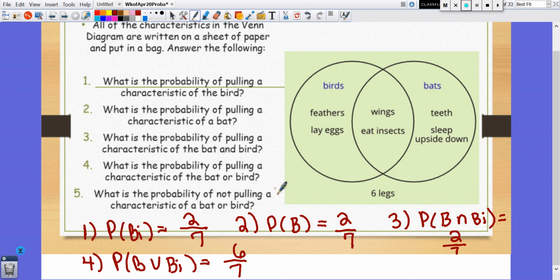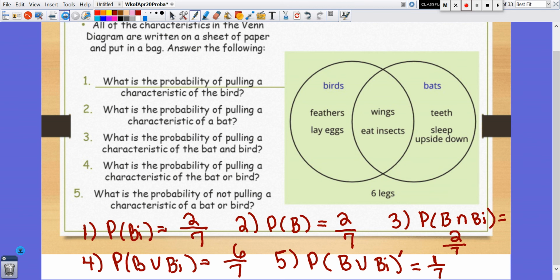And it said, what's the probability of not pulling a characteristic of a bat or a bird? So now that was a not question. So probability of not doing this, so I'm going to put the not symbol on the outside. And the only thing, that's 1 out of the 7. And we're finished. Okay, so really just read carefully, write your symbols, and go for it.